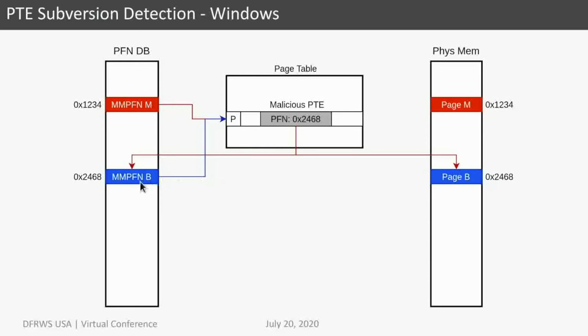But there are two things to mention over here. On the one hand, we have again an MMPFN struct which points to this PTE, but this PTE does not point back. And also we have two MMPFN structs which point to the same PTE. So those are two characteristics that we can detect on.